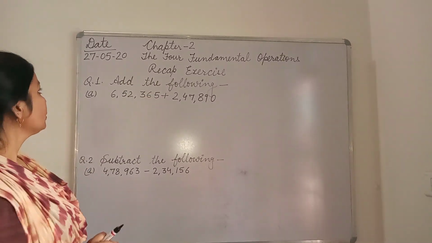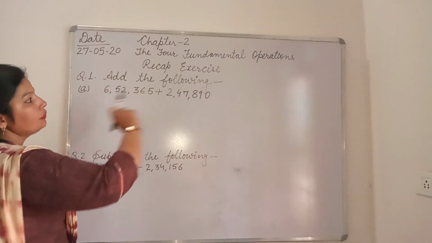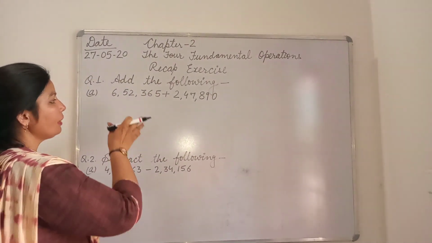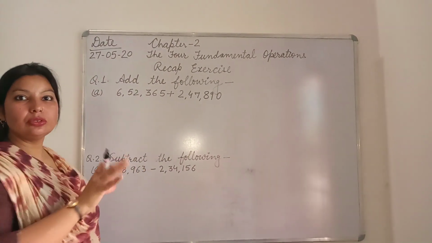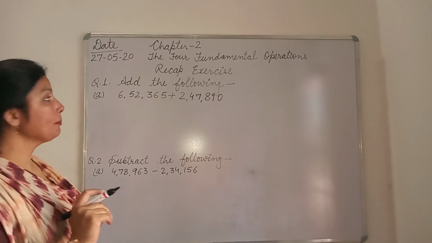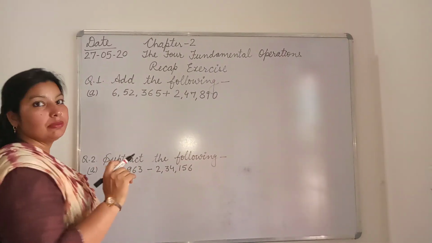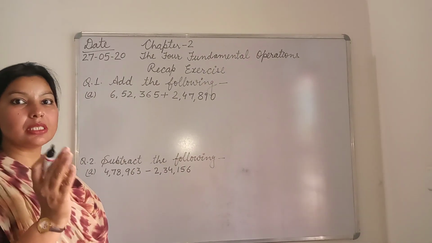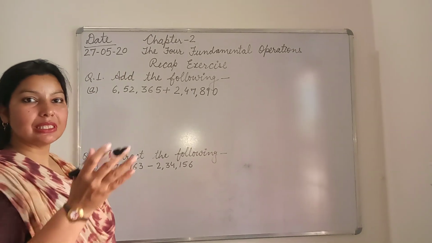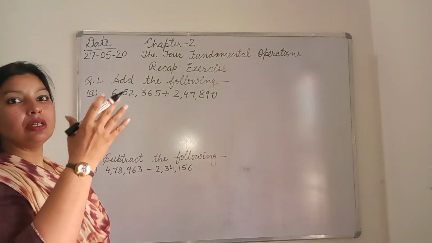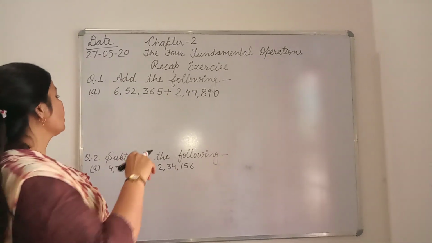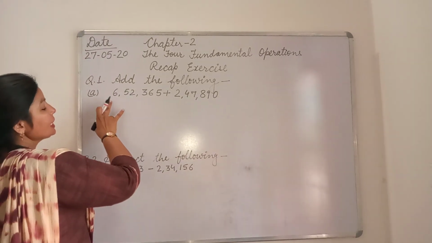Okay, the first question is there: add the following. I have taken one part here; you should solve all the parts. So how will we solve? First of all, whenever we do plus, minus, whatever we are doing, we first arrange the numbers in columns, up and down.